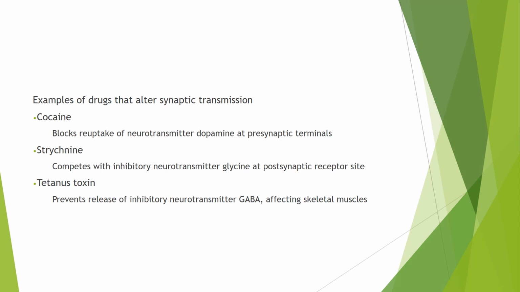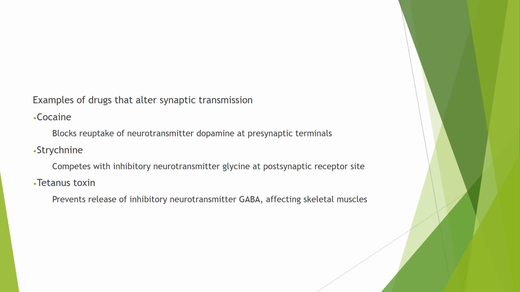Strychnine, this competes with the inhibitory neurotransmitter glycine at the postsynaptic cell, and so it affects then the motor nerves of the spinal cord, which control muscle contractions. And so what happens then too is that there's an increase in excitatory neurotransmitters that are bound to the receptors, and so this will cause an excitatory response within our muscles. So we'll have spasms of muscle contractions, and then eventually this will cause death by asphyxiation.